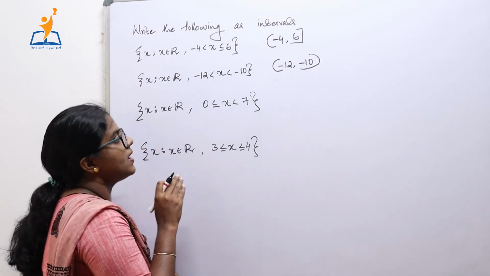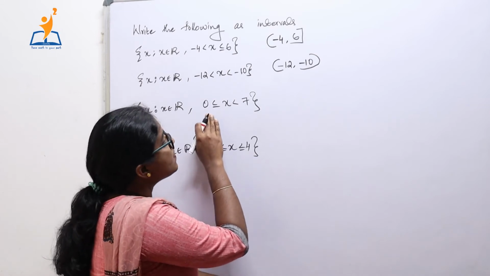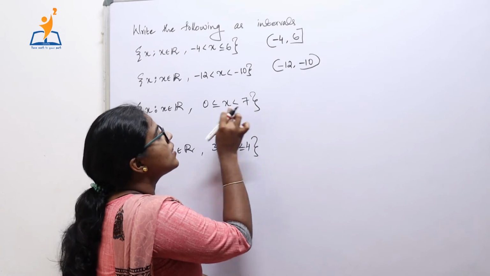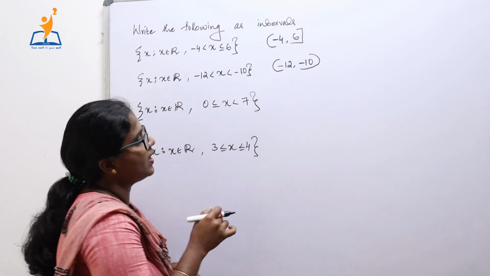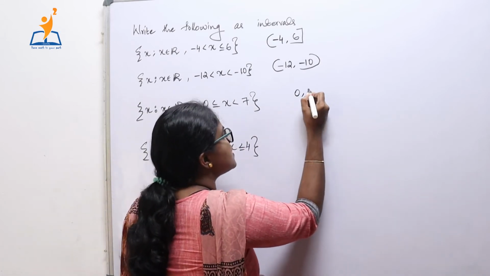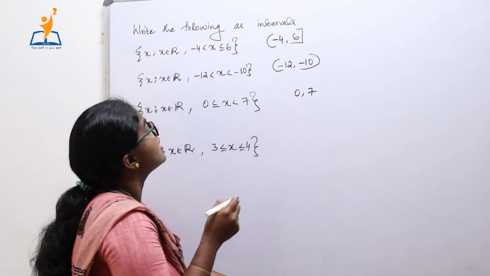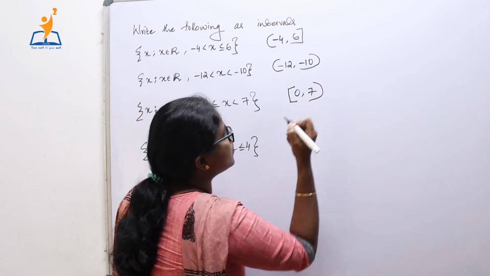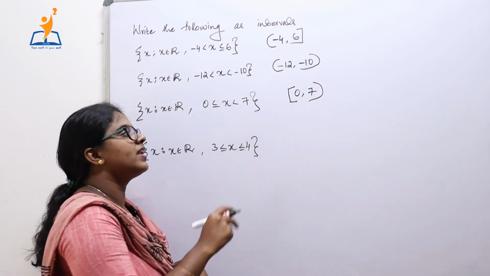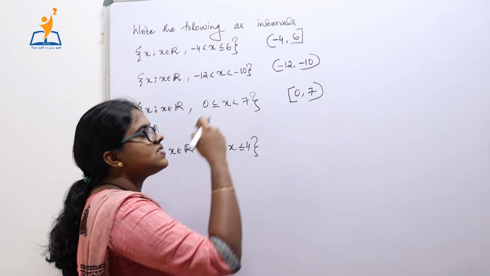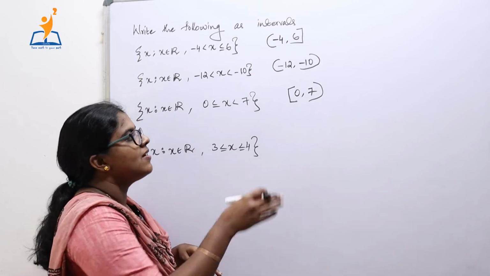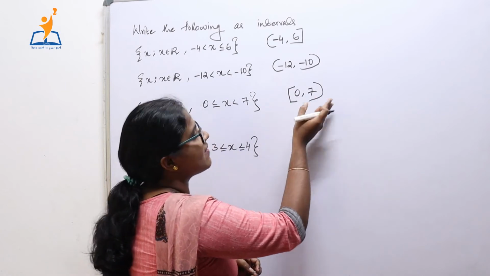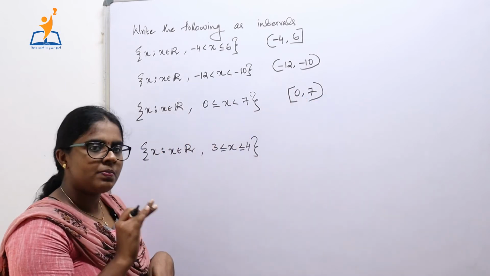Next question, the set of all x such that x belongs to R. x is a real number, and all the real numbers between 0 and 7, but 7 is not included, but 0 is included. All the real numbers between 0 and 7 are there. 0 is included, but 7 is excluded, which means it is closed 0, open 7, which contains 0 and all the real numbers between 0 and 7, but 7 is not included.